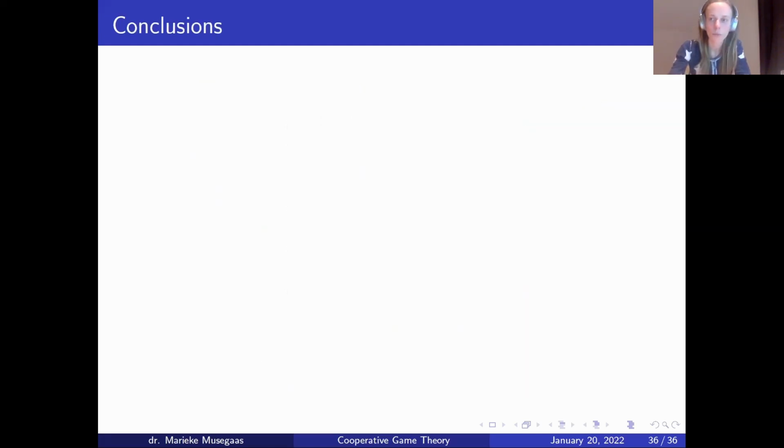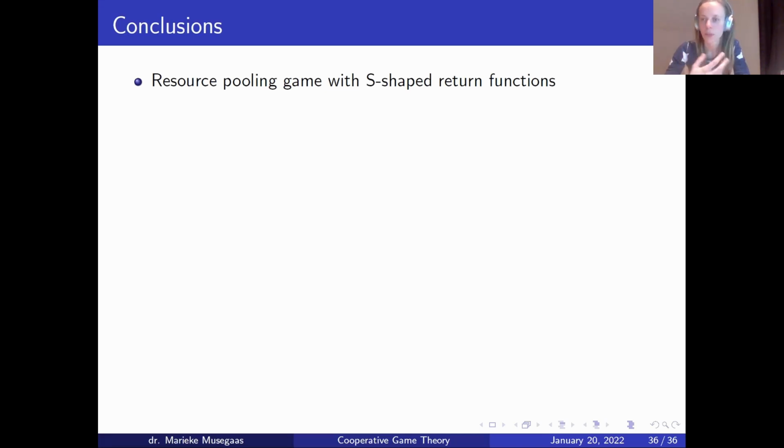Okay, so let's try to draw some conclusions. Well, first of all, I gave you an introduction to cooperative game theory. I hope that this was clear. After that, we looked at our application. And we saw that this application with vaccines was a resource pooling game with S-shaped return function. So we want to distribute the vaccines, and the utility that everyone gets from the vaccines is an S-shaped return function.